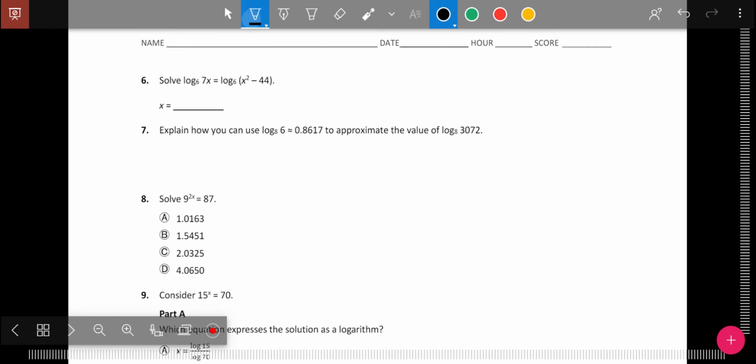They're both in number 6. They're both log base 6, so it's like they cancel out. And so I have 7x equals x squared minus 44. I need to solve a quadratic. I need to get it equal to 0. So I subtract the 7x over.